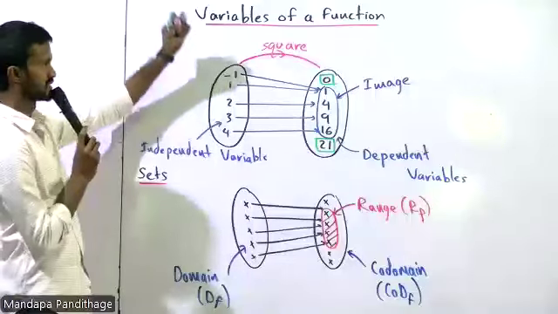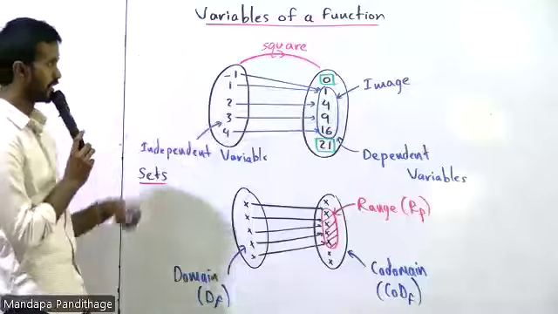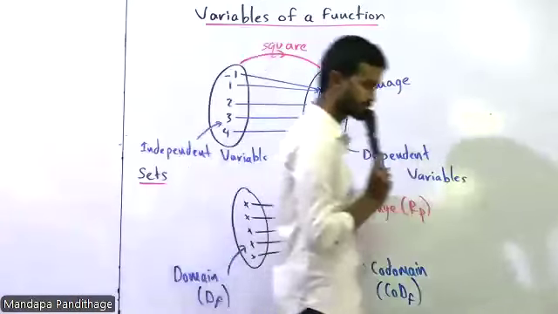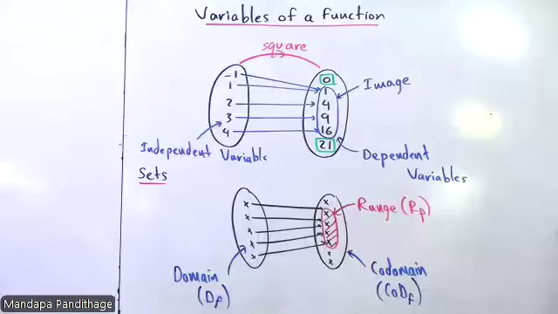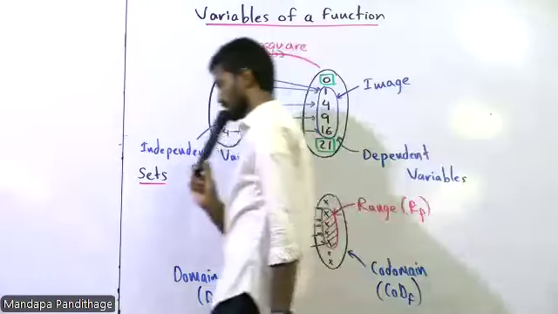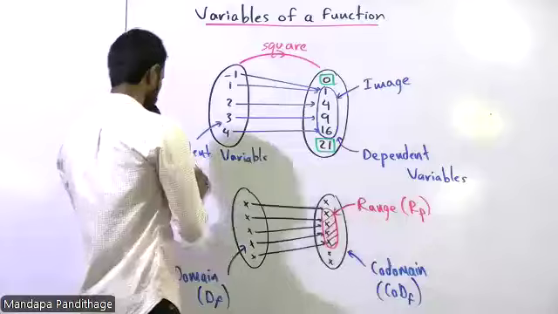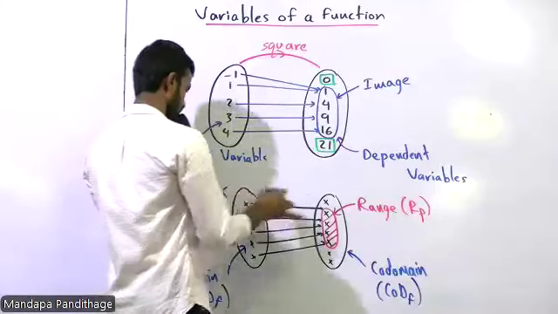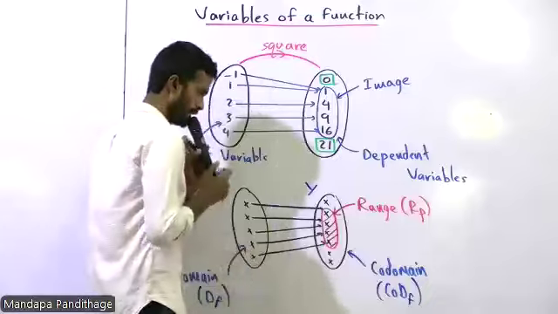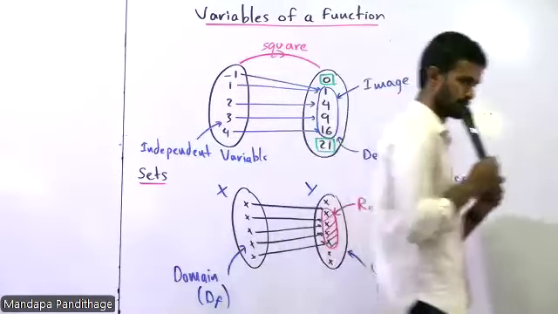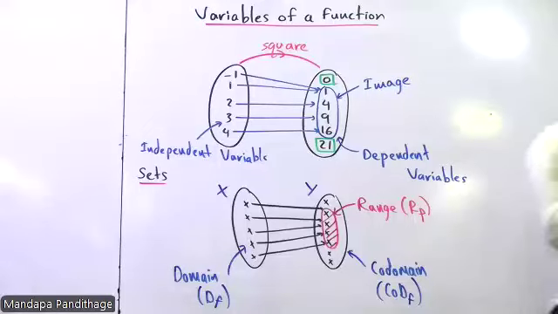The same way that you wrote these independent variables, dependent variables, using a black pen, first write domain, within brackets DF. In front of that, write in this way, the set consisting of independent variables. The set consisting of independent variables.